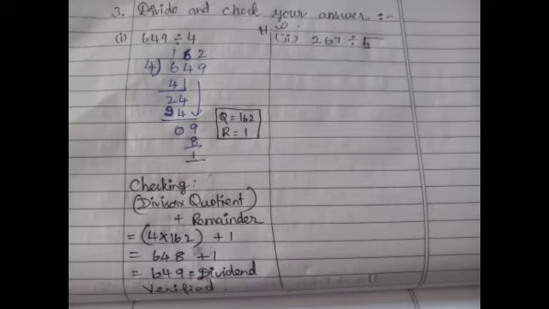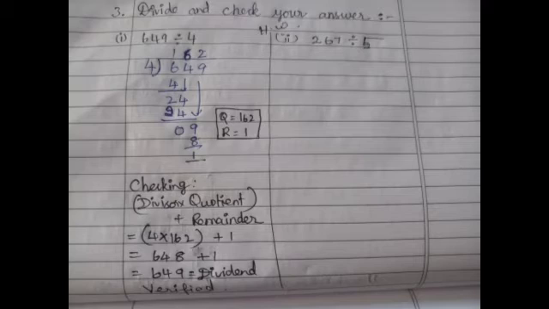Next, bring down the next number. Now we have 24. 6 4s are 24. 24 minus 24 is 0. Next, bring down the next number, 9. 2 4s are 8. 9 minus 8 is 1. The quotient is 162. Remainder is 1.